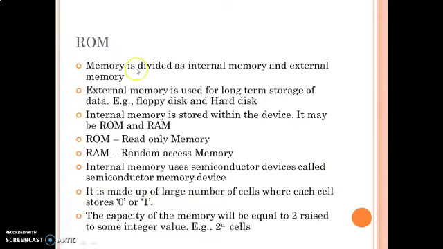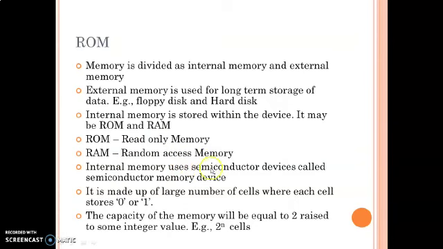Memory. Memory is usually divided into 2 types, that is internal and external memory. External memories are used for a long-term purpose, for example, floppy disk and hard disk. Internal memories are stored within the device. The 2 types of internal memories are ROM and RAM. ROM is read-only memory and RAM is random access memory.